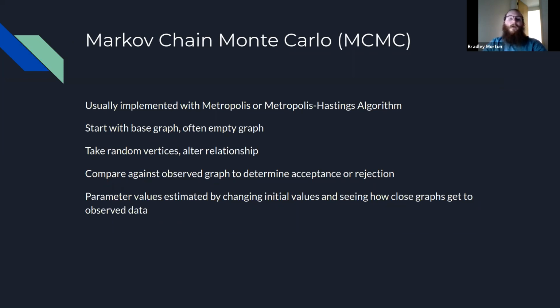Then this gets compared against the observed graph, and the more similar it is to the observed graph, the more likely it is to be accepted. Otherwise, there is a chance that it can be rejected. And so you do this enough times, and ideally, you start getting a series of observations that correspond to the probability mass function of the graph. And the parameter values are estimated by changing initial values for the parameters and seeing how close the graphs get to observed data.